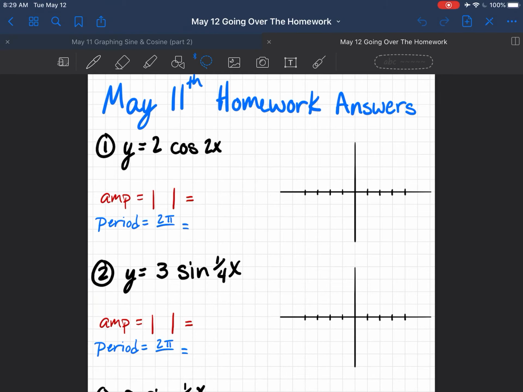So let's go ahead and just go over the homework for today. Or the homework from yesterday, but we're going to go over it today. But anyways, I've already got everything set up. Make sure whenever you do the graphs, you should have 4 marks on all of them, and make sure you remember the formula for the amplitude and the period. But anyways, let's just jump right in.